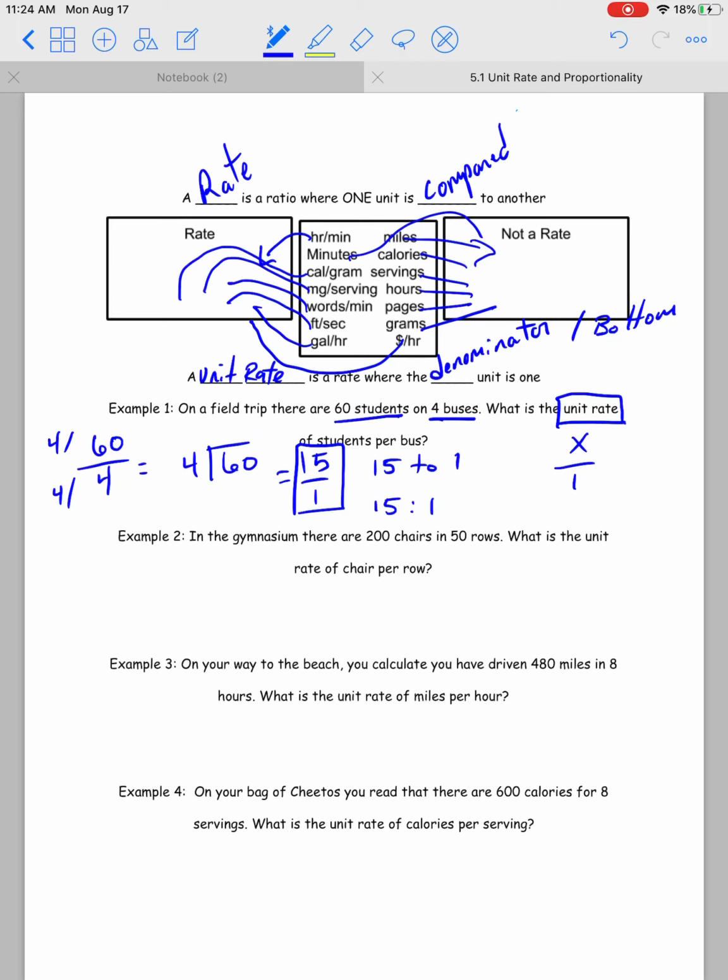Look at example number 2 here. In the gymnasium, there are 200 chairs in 50 rows. What is the unit rate of chairs per row? We have chairs per row. So 200 per 50. And we got to get that to a rate of 1.